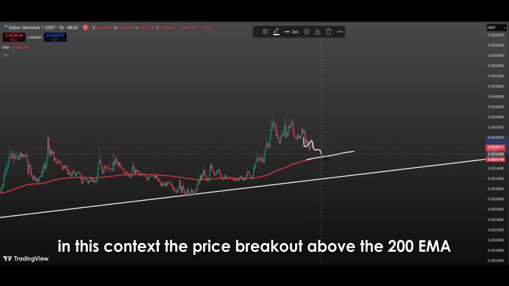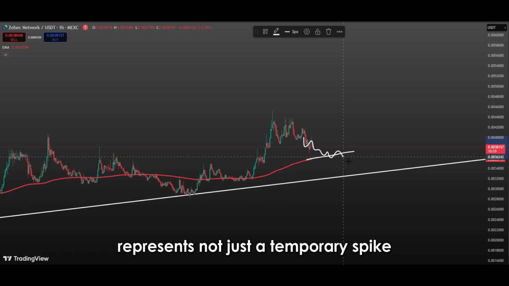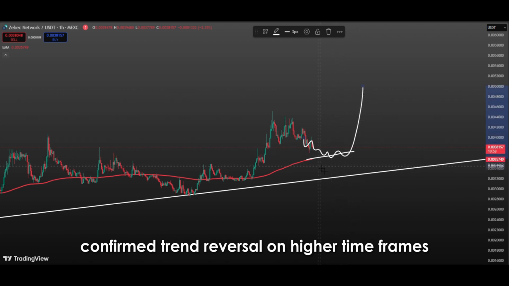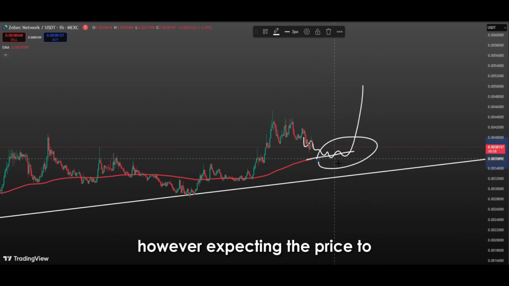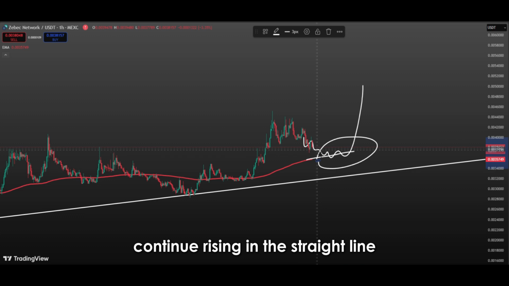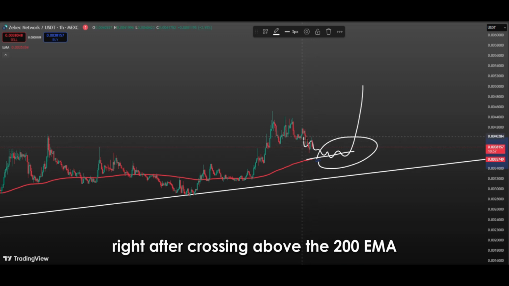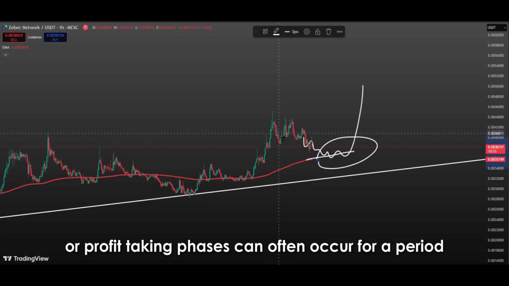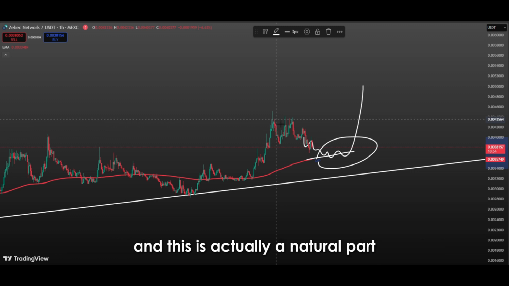In this context, the price breakout above the 200 EMA represents not just a temporary spike, but also contains the potential for a technically confirmed trend reversal on higher timeframes. However, expecting the price to continue rising in a straight line right after crossing above the 200 EMA is usually unrealistic. In markets, corrections, retests, or profit-taking phases can often occur for a period, and this is actually a natural part of healthy price formation.